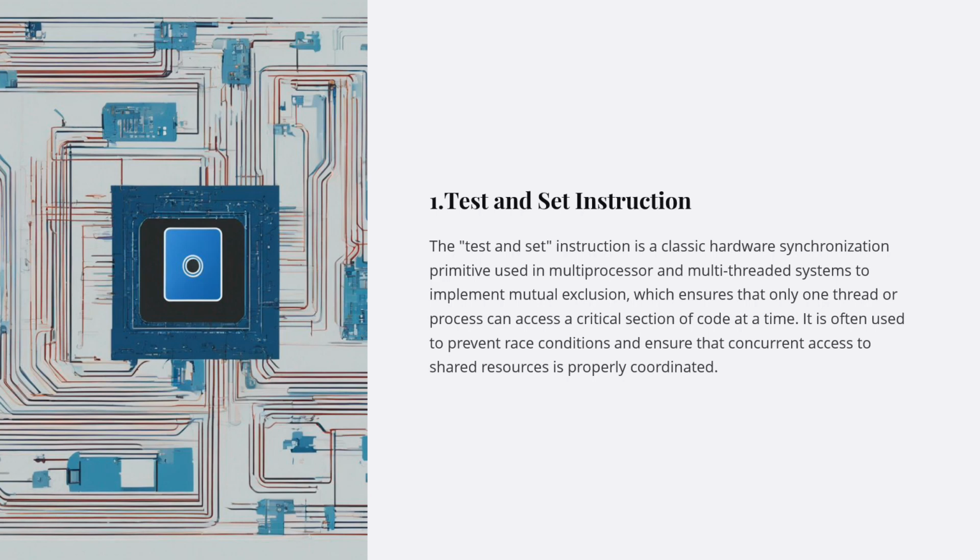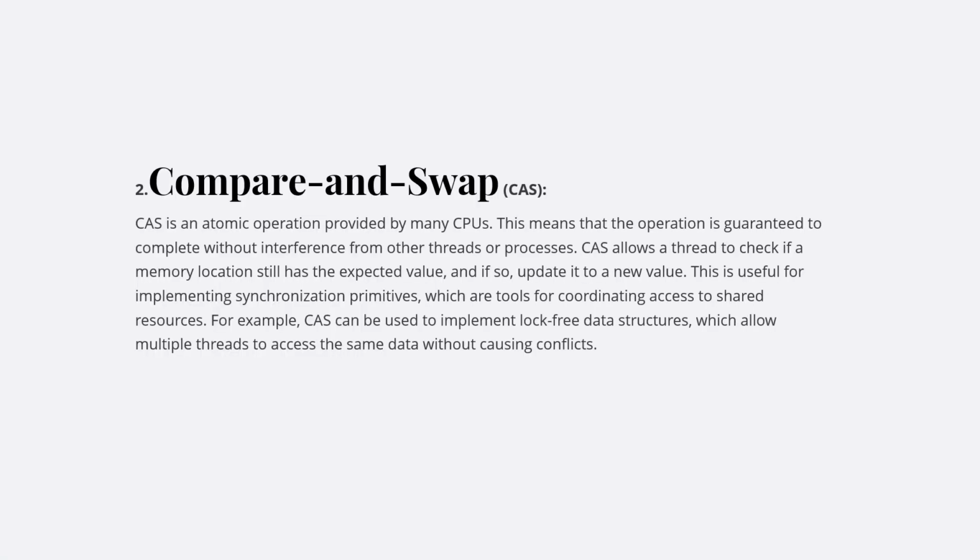While test and set is a powerful primitive for building synchronization constructs, it is worth noting that modern hardware often provides more sophisticated atomic operations like compare and swap and fetch and add, which can be used in conjunction with other techniques for more efficient and flexible synchronization. Here is the condition for the test and set instruction and mutual exclusion with test and set instruction.